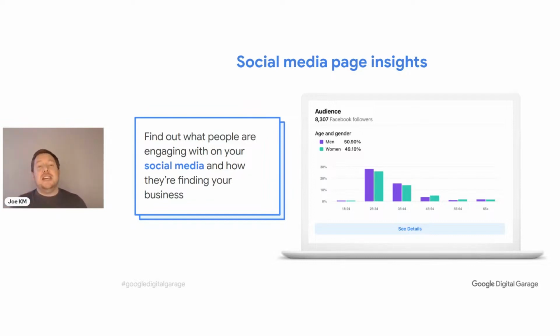But essentially, you can see here a really good example. We get 8,307 Facebook followers. Out of those, 50.9% are men. So that's quite a balanced approach. But let's dig a little deeper. We can see that the average age is 25 to 34, and it tapers down. So, for example, if your gut instinct was telling you, oh, I've got an older audience, so I write content that's a bit older, or I engage with influencers for the older generation, all of a sudden your social media is telling you a very different story.